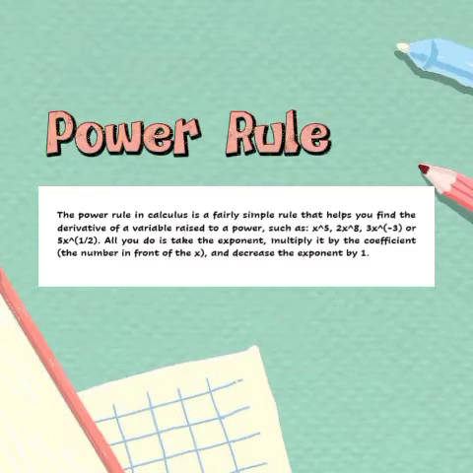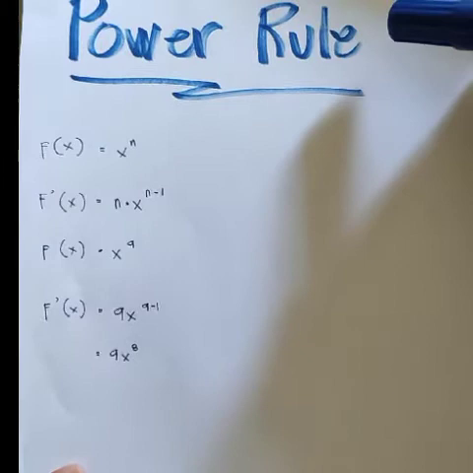Another rule is the power rule. The power rule in calculus is a fairly simple rule that helps you find the derivative of a variable raised to a power, such as x to the power of 5, 2x to the power of 8, 3x to the power of negative 3, or 5x to the power of 1/2. All you do is take the exponent, multiply it by the coefficient, or the number in front of the x, and decrease the exponent by 1.